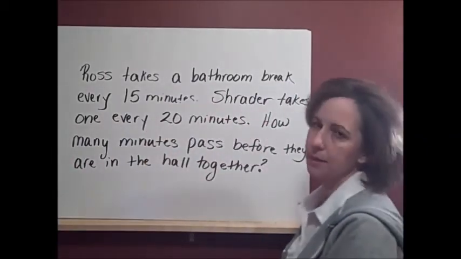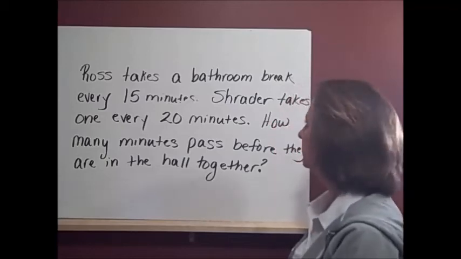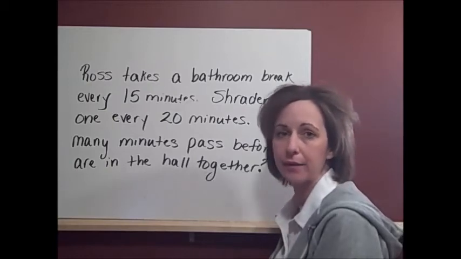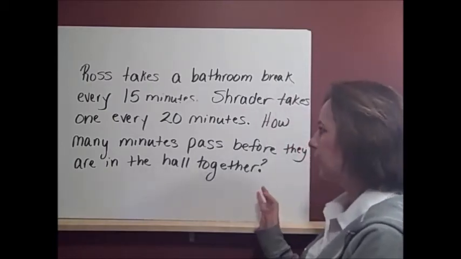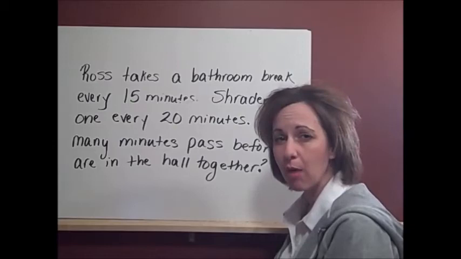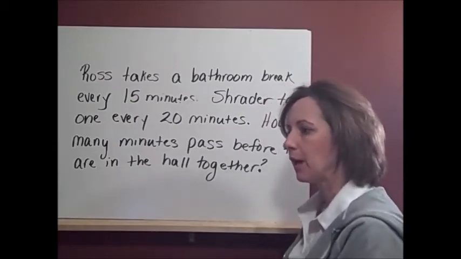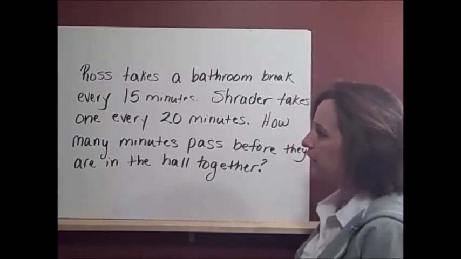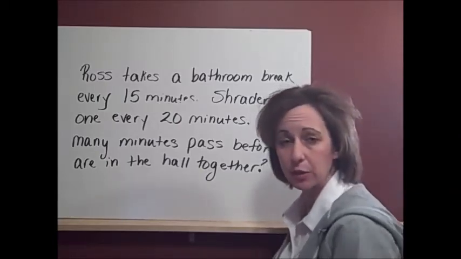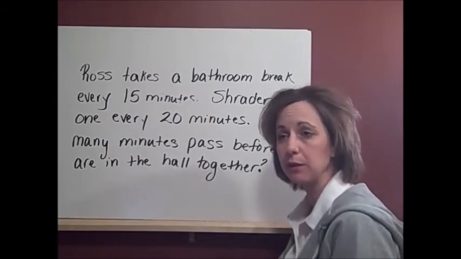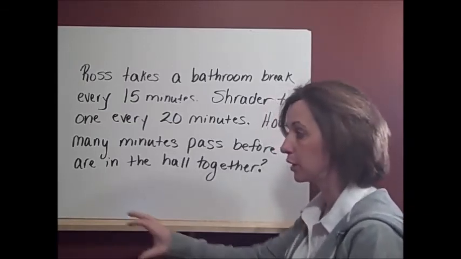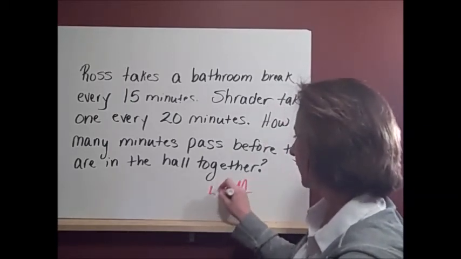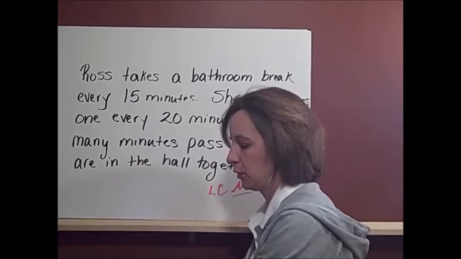All right, Ross takes a bathroom break every 15 minutes, and Schrader takes one every 20 minutes. How many minutes pass before they're in the hall together? Now, this one doesn't have a least or a minimum or a smallest, so we don't have that clue, but we can ask ourselves, are they going to see each other in less than 15 minutes or more? It's going to be more, and so because multiple is more, that is enough of a clue to know that we have to find the least common multiple.